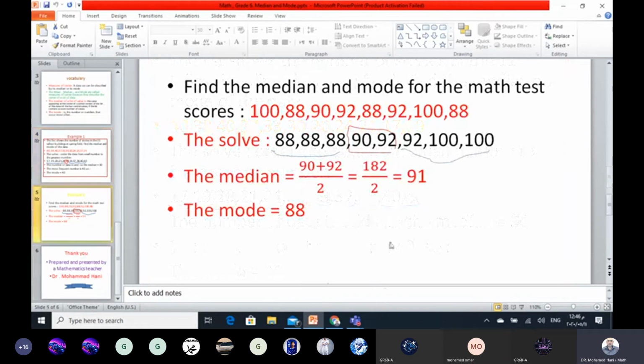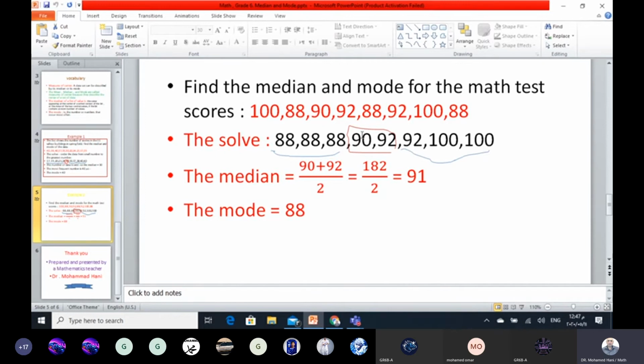Okay, the second example. Here we have the numbers of data: 1, 2, 3, 4, 5, 6, 7, 8. 8 numbers means even. When you have even numbers and you want to solve the median, the first step is to put the numbers in order from small to big, then take the 2 middle numbers. How to know the 2 middle numbers? Divide the numbers in the data into 2 sets. As you see here, the first set has 3 numbers, and the second set has 3 numbers, so we will see the middle 2 numbers here.